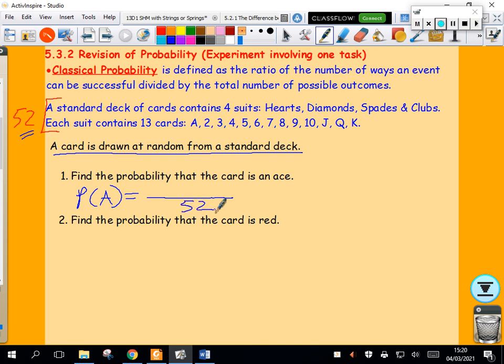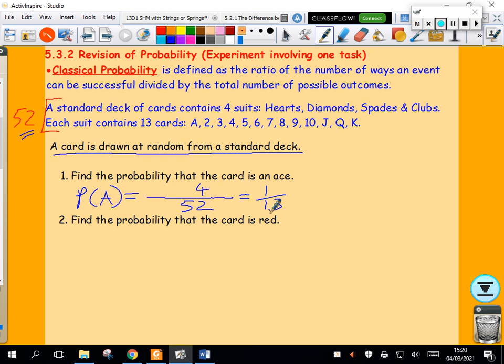The number on top of the fraction is the number of ways that the event may occur. The event here is that the card is an ace. How many ways can I choose an ace? Well, there will be an ace of hearts, an ace of diamonds, an ace of spades, and an ace of clubs. So that's 4 aces altogether. That's a 1 in 13 shot. So the probability that I draw an ace is 1/13.